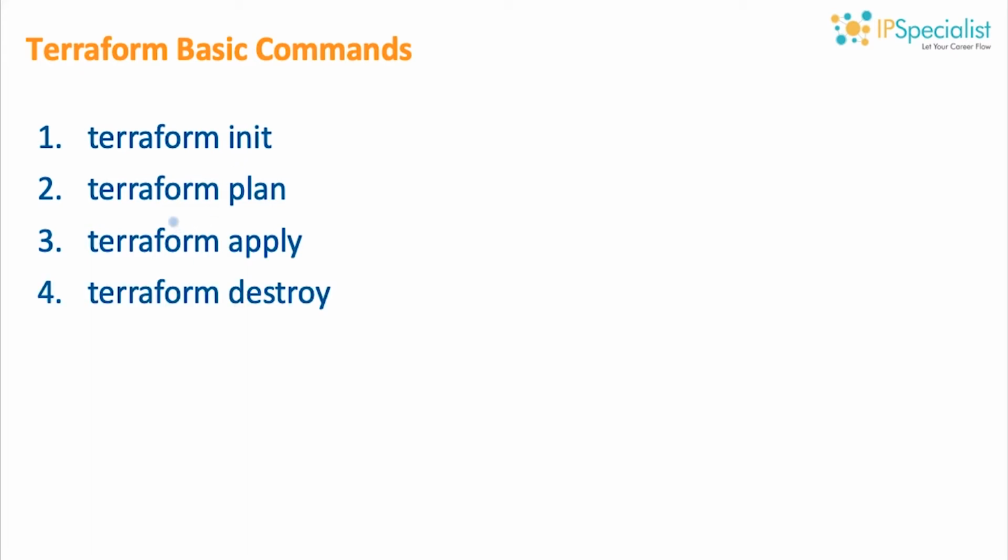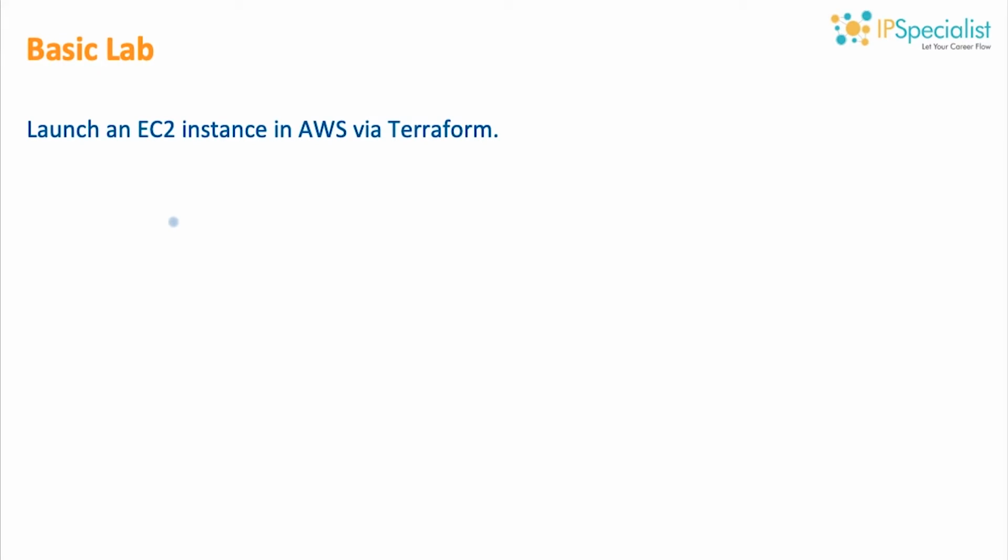And the final command is terraform destroy. The terraform destroy command is used to destroy the Terraform managed infrastructure. Now let's start with a very basic lab. In this lab we will configure Terraform to launch an EC2 instance on AWS, and then we will verify from the AWS console that this EC2 instance has been launched successfully. Later on we will do a case study, which is a comprehensive exercise in which we will enable many different components of AWS through Terraform. But let's start with the basic exercise where we are launching an EC2 instance.